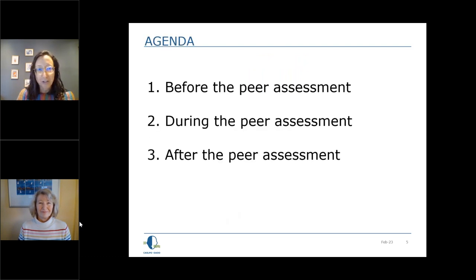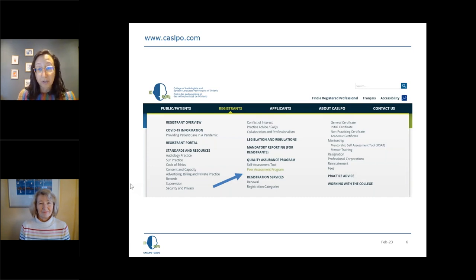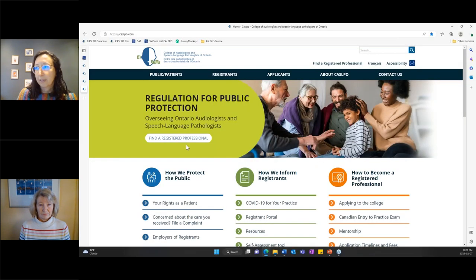So here is our agenda for today. We'll start by talking about your preparation for the peer assessment. We'll talk about what happens at the actual peer assessment and then what happens afterwards. And all of this information and more is available. We have lots of resources on the website, and we can go to it now, but it's under peer assessment. So let's go through it together.